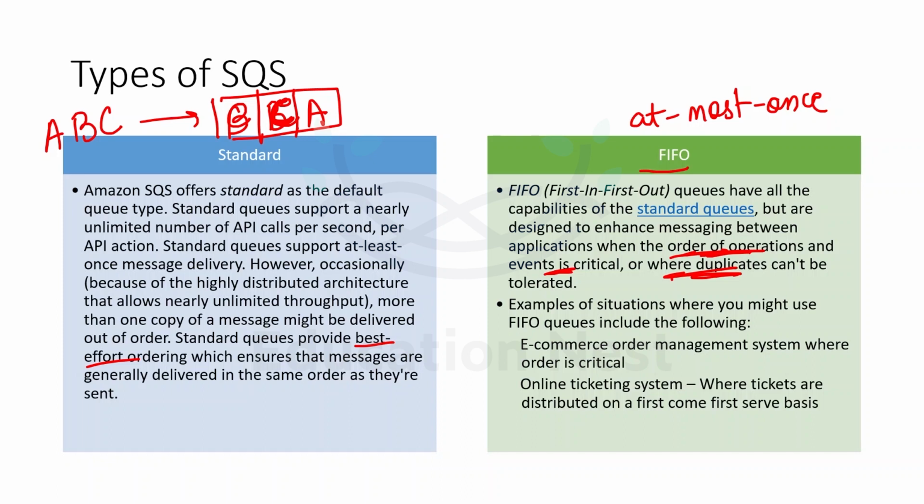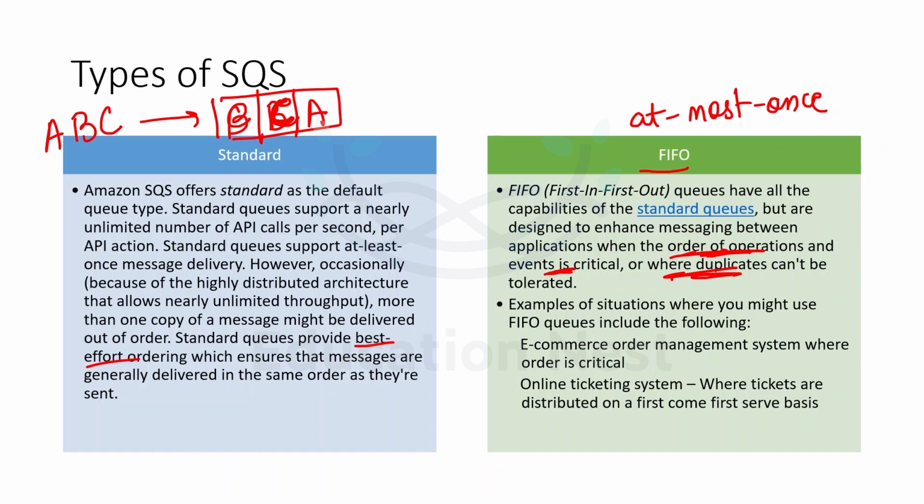Where you might want to use FIFO queues: in e-commerce order management, where order is critical. Okay, the order is critical. You can use it in an online ticketing system where tickets are distributed on a first come, first served basis. So these are a few example situations where you would like to use the FIFO queue.